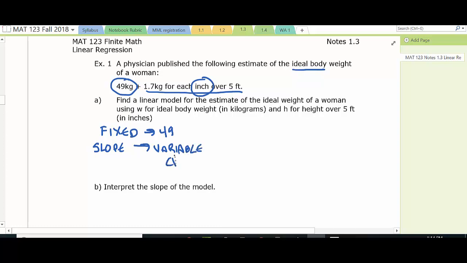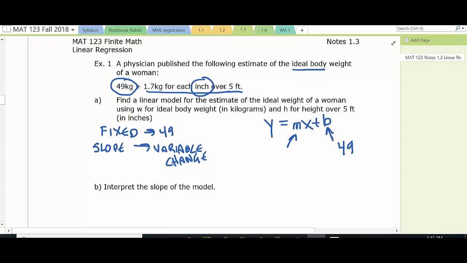So it kind of goes like this. And you'll get used to this, because we're going to do this throughout the semester. Let's just write down y equals mx plus b. That's what we know the model is going to be because it's linear. So the fixed one is the b. That's the 49. That's where we start. If you graphed this, you would start at a y-intercept of 49, then the body weight would increase. Does that make sense?